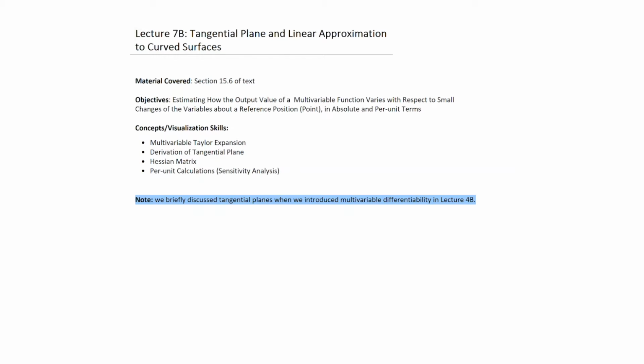The objectives are to estimate how the output value of a multivariable function varies with respect to small changes of variables about a reference position or a point, in absolute and per unit terms. The concepts or visualization skills we'll be considering here are what we consider the multivariable Taylor expansion. So this is an extension to what you learned about Taylor series expansions with one variable. We now extend it to multivariables.